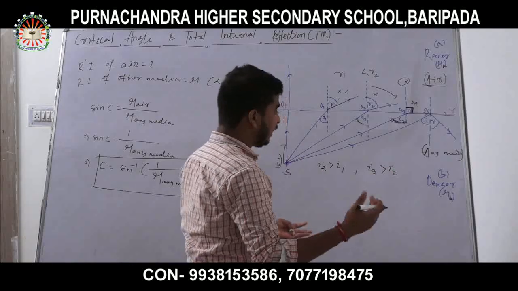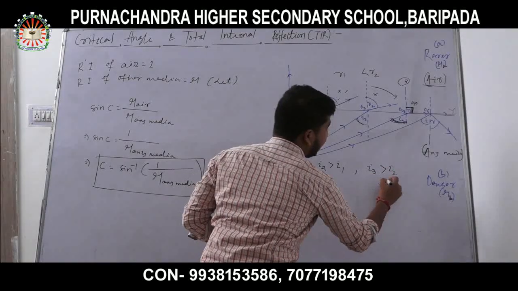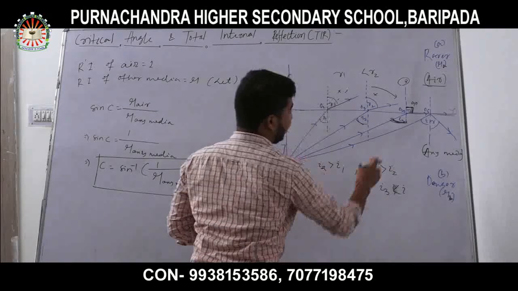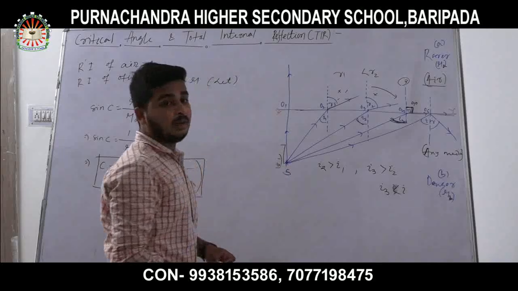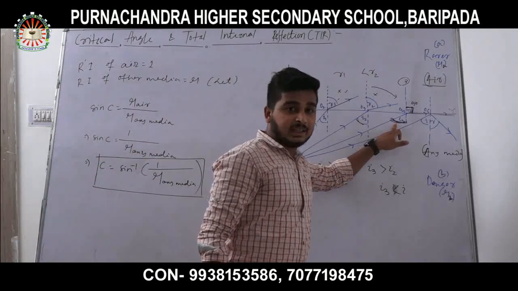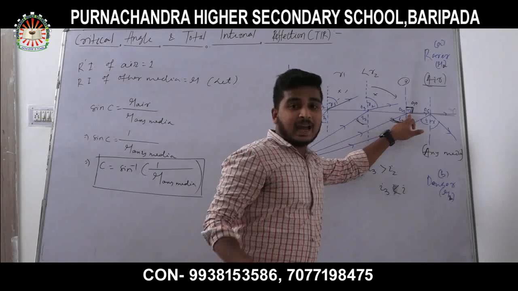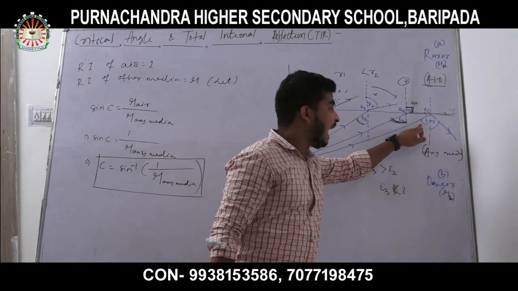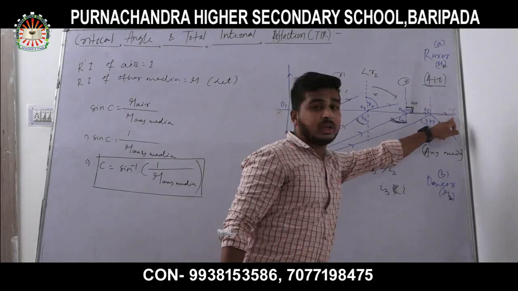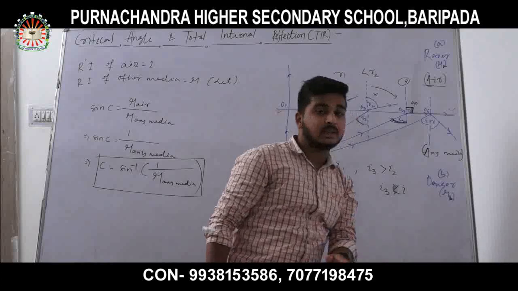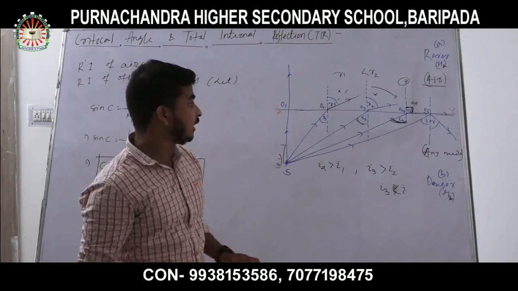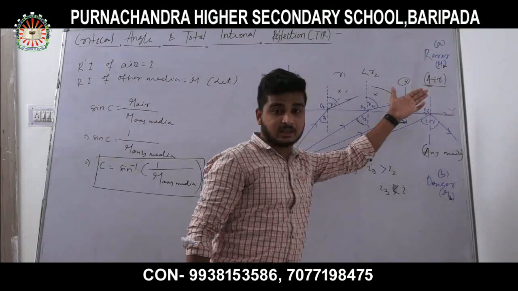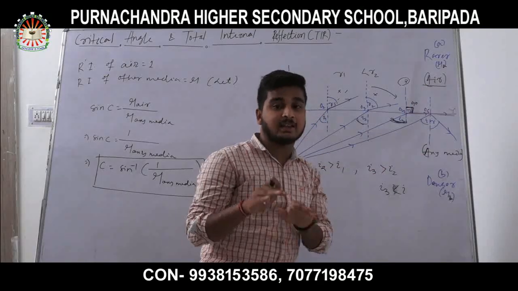What will happen if I increase the angle of incidence from I3 to I? In case of I3, the light just grazes along the interface, but in case of I, it will not graze through the interface and will travel back into the denser medium. For the angle of incidence I, it will not refract; it will reflect inside the water.